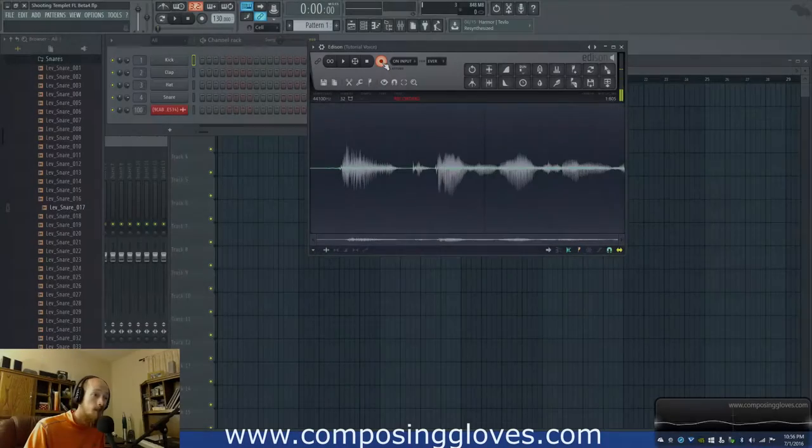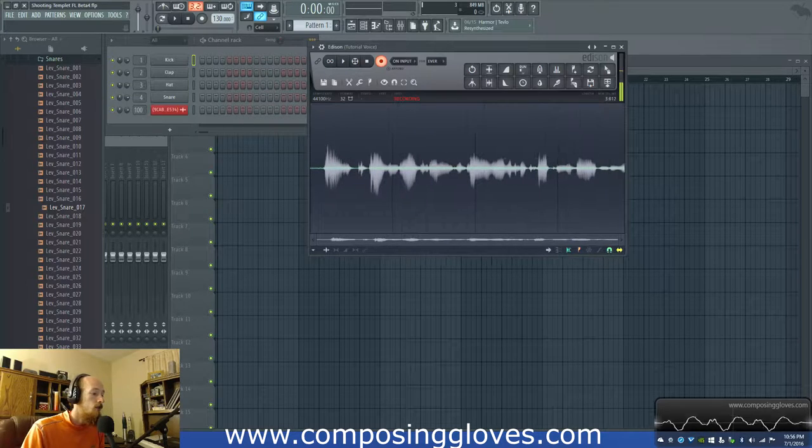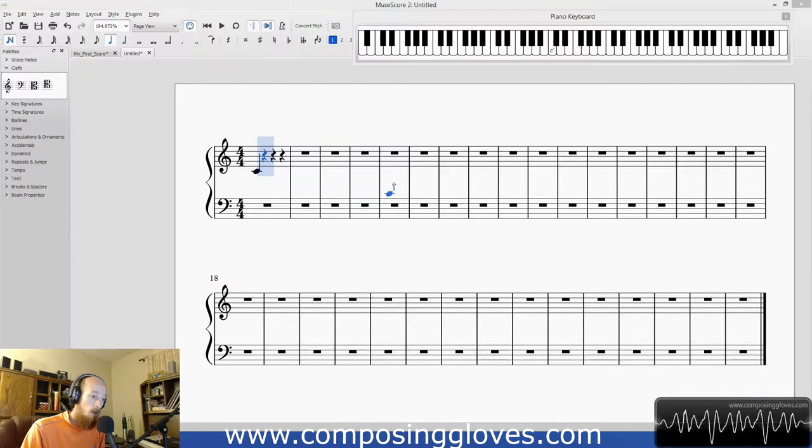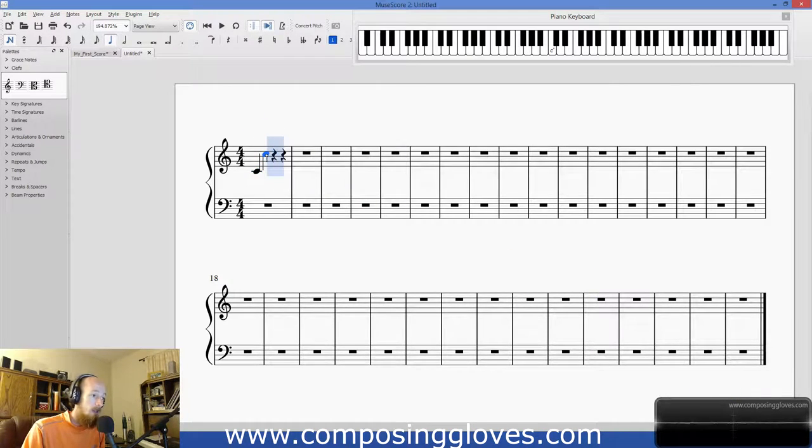Composing gloves here, and today we are going to be talking about, you guessed it, compound intervals. So we talked about how we could start at a note and go major second, minor second, major third, minor third, all the way up to the perfect eighth. And now you are very familiar with that concept and you've memorized these intervals, which is a really good thing for you.